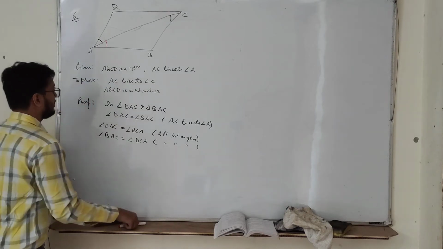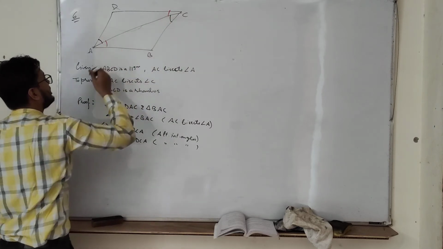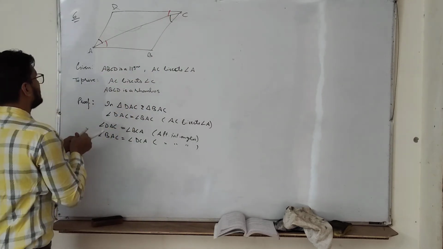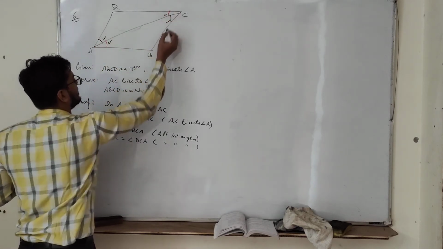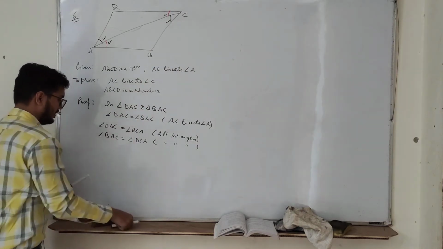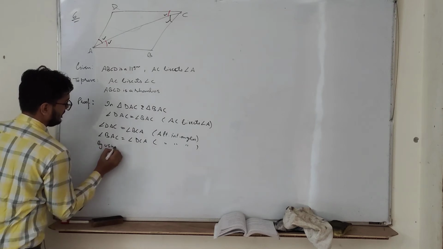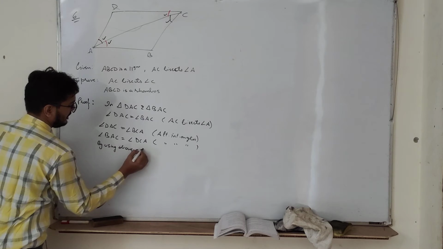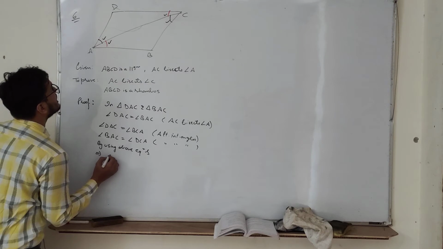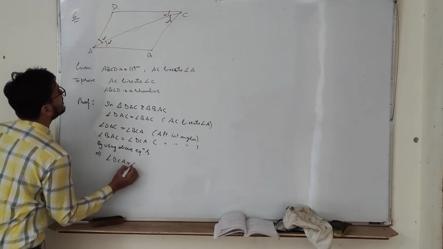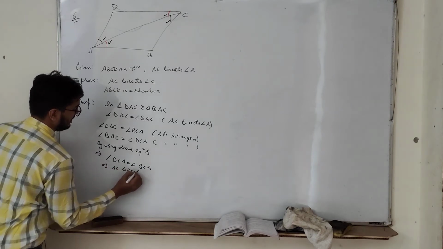Now we know that this angle is equal to this angle and this angle is equal to this angle, and these two angles are also equal. So if these two angles are equal, this will also be equal. These two are also equal because all four of them are equal now. So by using the above equations, we can say angle DCA is equal to angle BCA. So this implies AC bisects angle C.